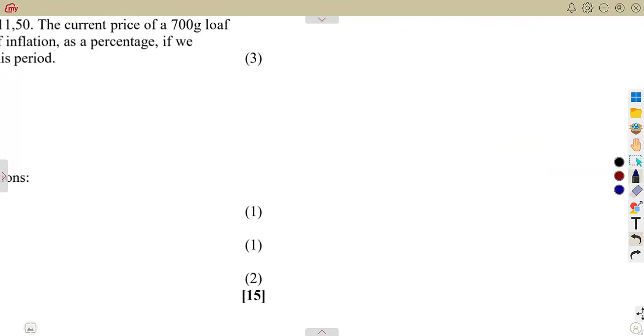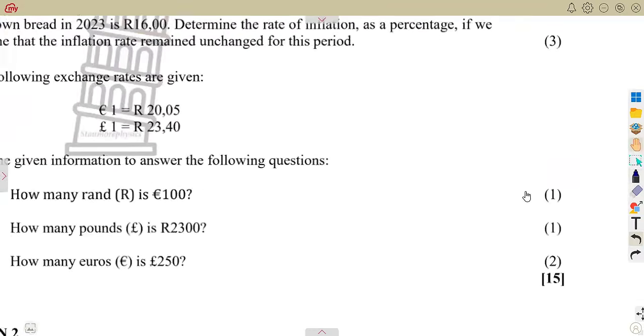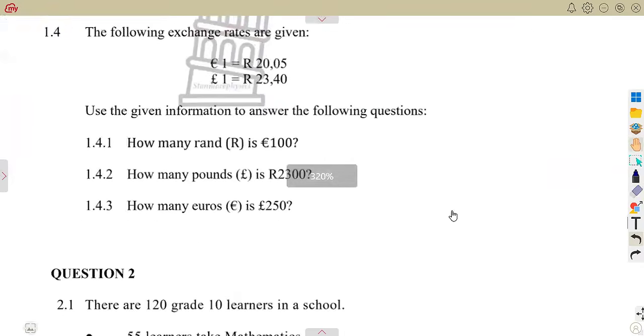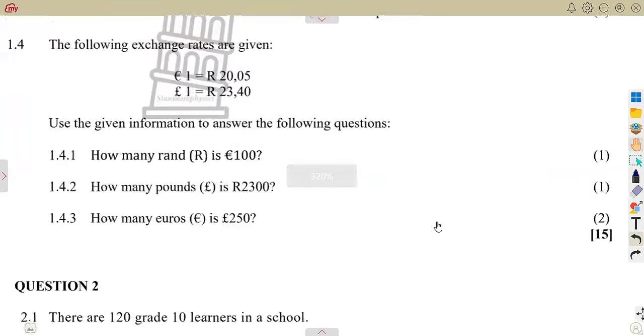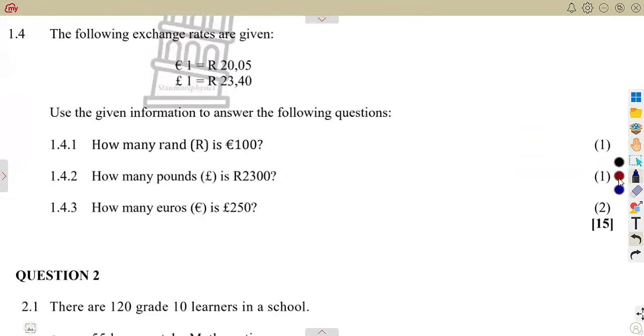That was what you're going to have in this case. All right, let us consider another question, which is 1.4. You're given the following exchange rates. So remember, guys, your exchange rates, this is direct. You are given the information concerning the euro in this case.